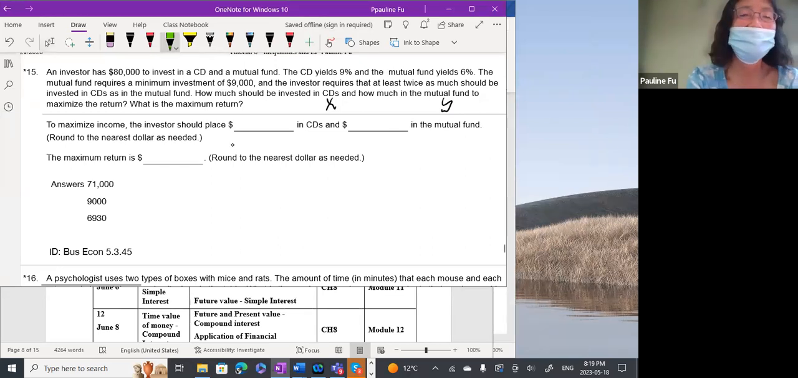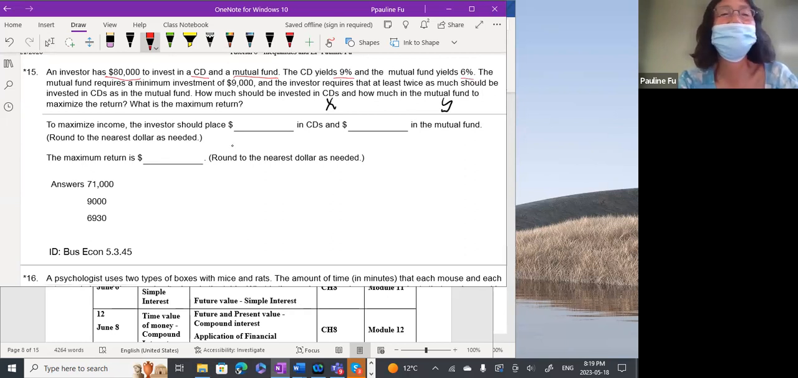Okay, let's read this together. An investor has 80,000. You have two financial products. One is a CD. The other is a mutual fund. CD yields 9%. Mutual fund yields 6%. Mutual fund requires a minimum of 9,000. The investor requires at least twice as much be invested in CDs as in the mutual fund.